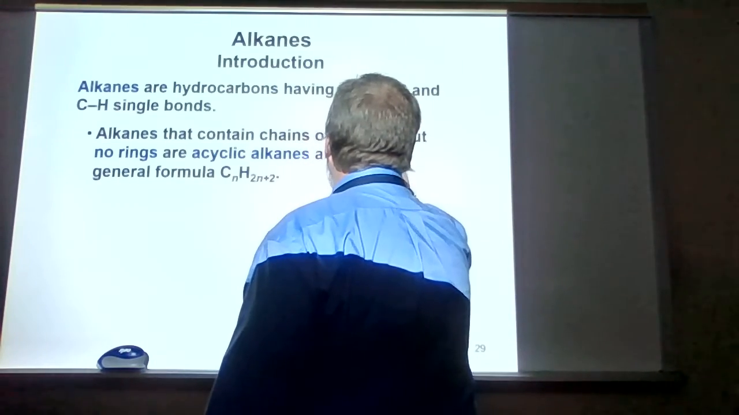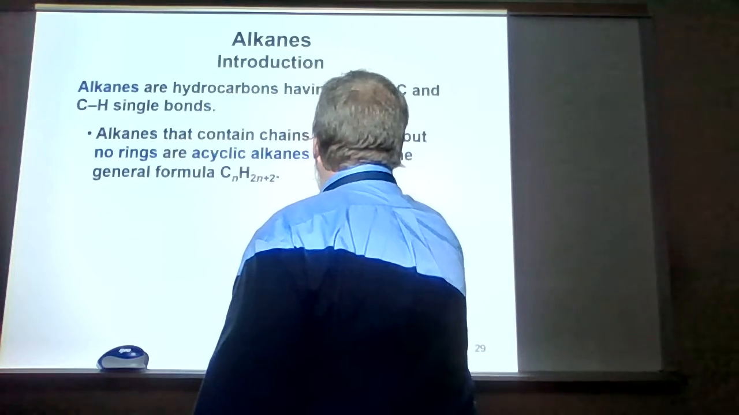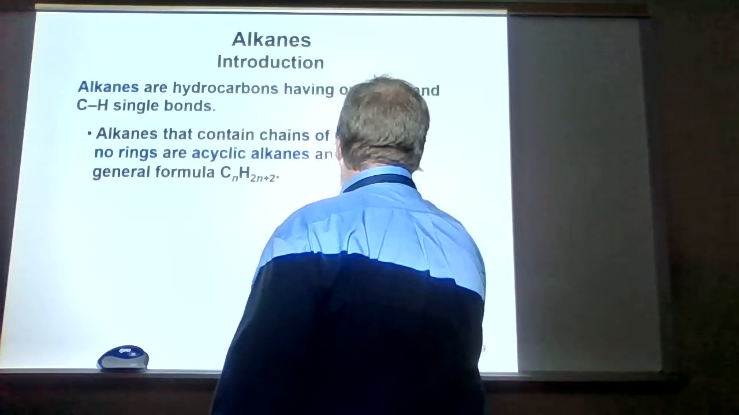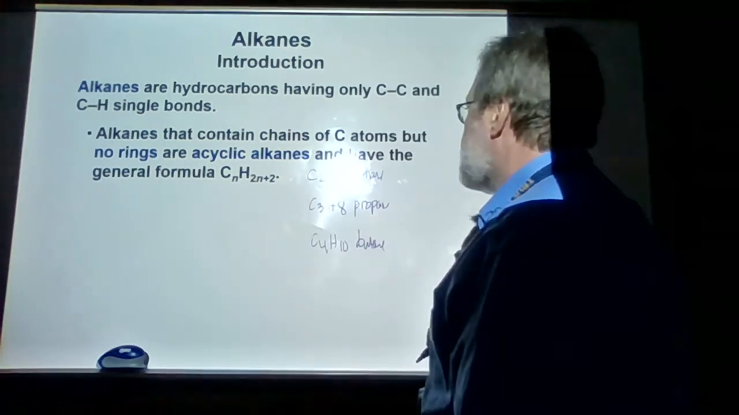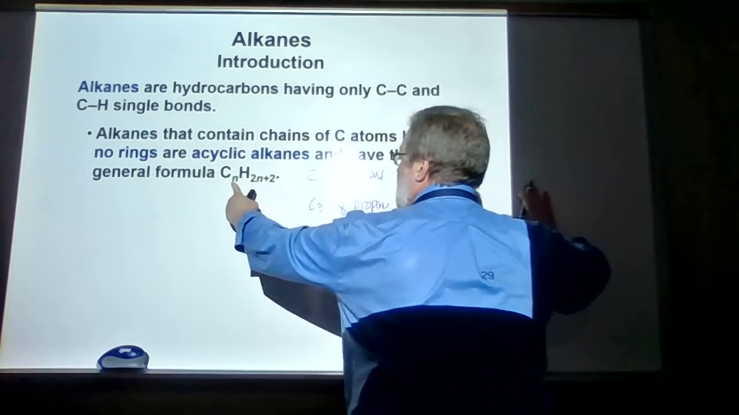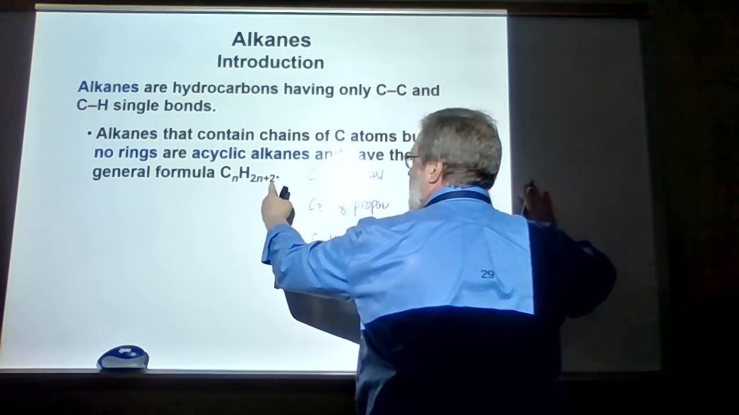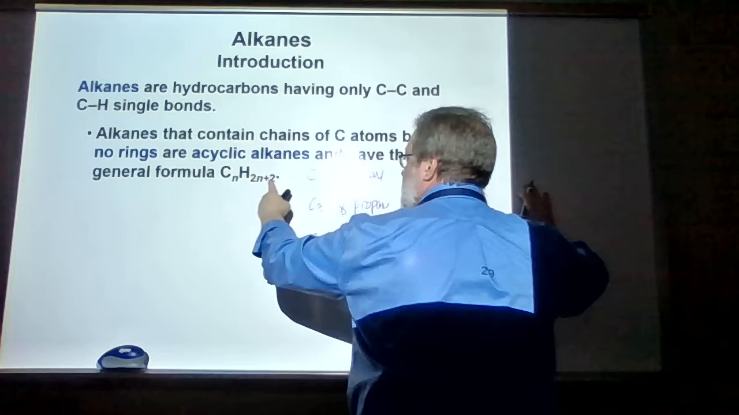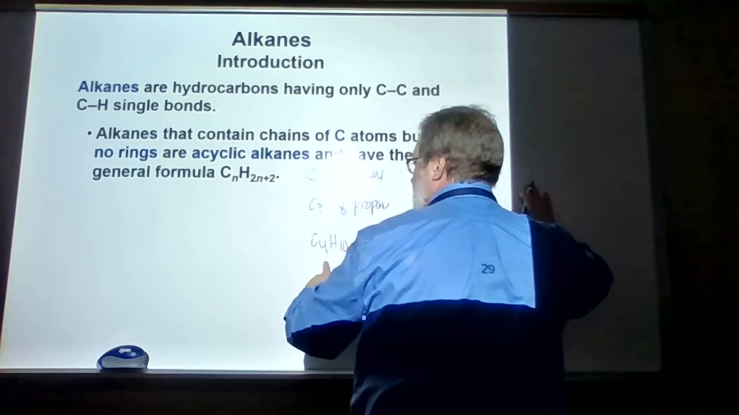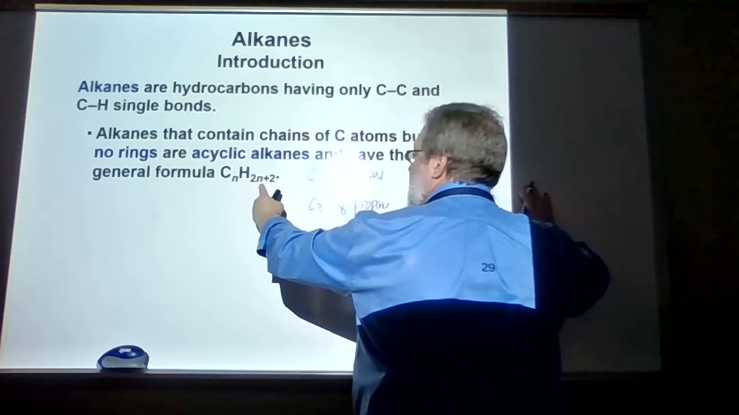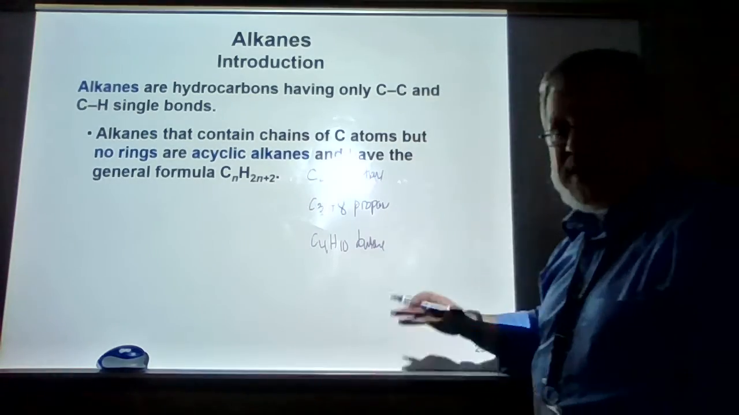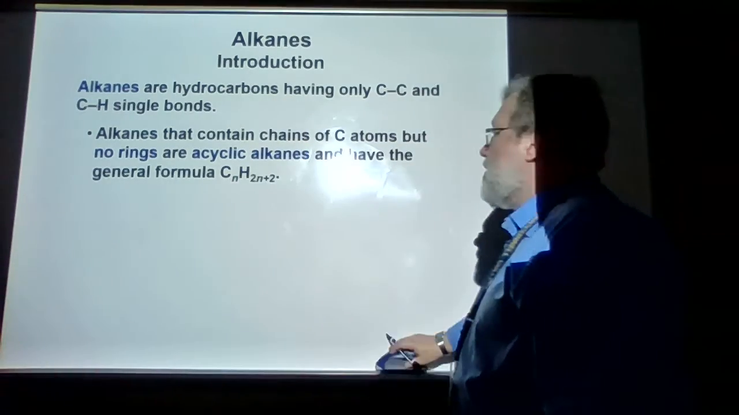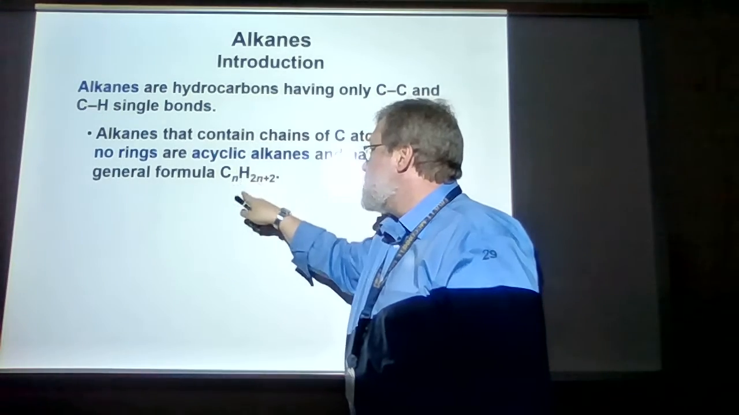C2H6, this is ethane. C3H8, propane. C4H10, butane. For ethane, N is 2. 2 times N is 4 plus 2 is 6. Propane. N is 3. 3 times 2 is 6 plus 2 is 8. In butane, N is 4. 2 times 4 is 8 plus 2 is 10. So these straight chain hydrocarbons have the general formula carbon sub N, hydrogens 2N plus 2.